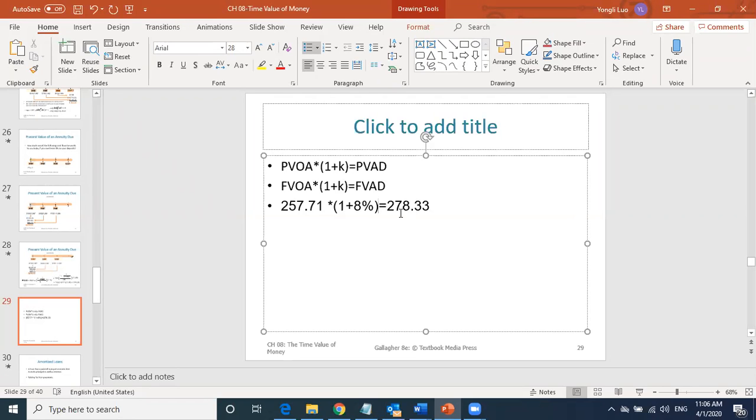Okay. So any questions about this relationship between the present value of ordinary annuity and the present value of annuity due? Any questions?